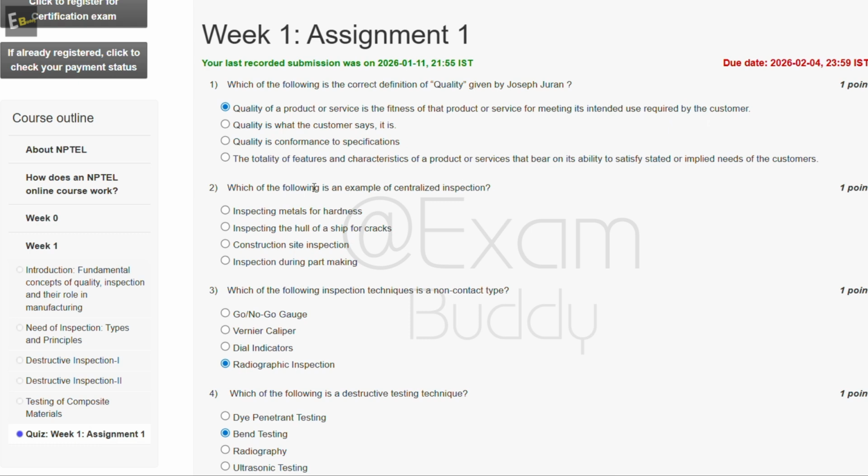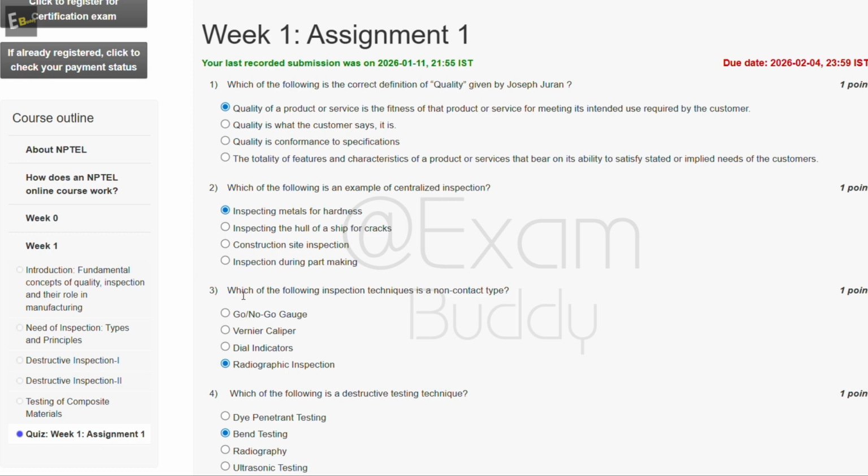by the customer. Question number 2, which of the following is an example of centralized inspection? Option A, inspecting metal for hardness. Option B, inspecting the hull of a ship for cracks. Option C, construction site inspection. Option D, inspection during part making. And the answer is option A, inspecting metals for hardness.